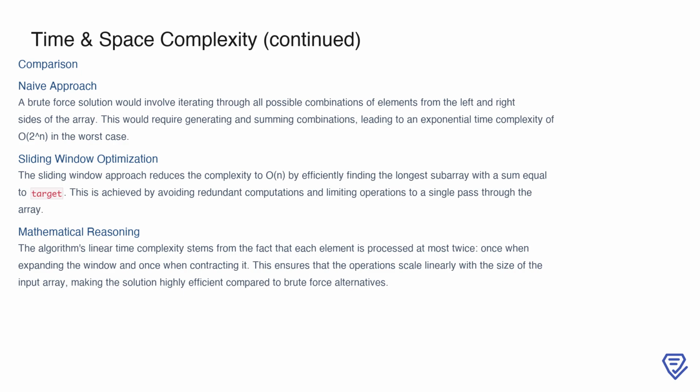Finally, let's compare the sliding window approach with a brute force solution. A naive method would involve exploring all possible combinations of elements from both ends of the array to find the required sum. This approach results in an exponential time complexity of 2 to the power of n, because the number of combinations grows exponentially with the size of the input. In contrast, the sliding window technique drastically reduces this complexity to O(n) by efficiently identifying the longest subarray with the desired sum. It avoids redundant computations by maintaining a dynamic window and performing all operations in a single pass.